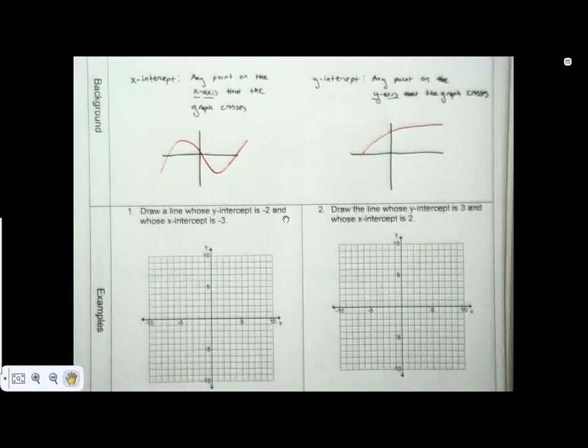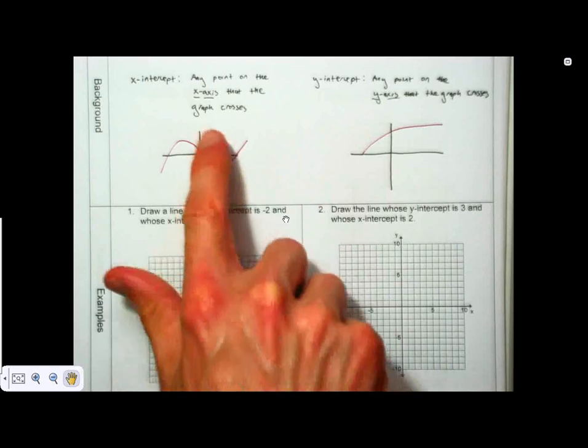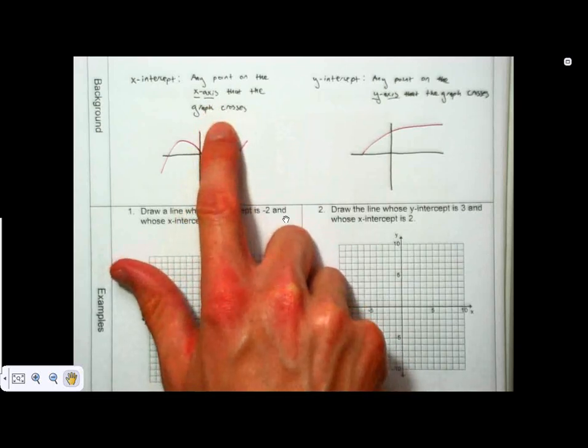Welcome. In this video, we'll be taking a look at how to graph a line given its x and y intercepts. So to begin, let's define exactly what an x and y intercept are. So an x-intercept is just any point on the x-axis that the graph crosses.